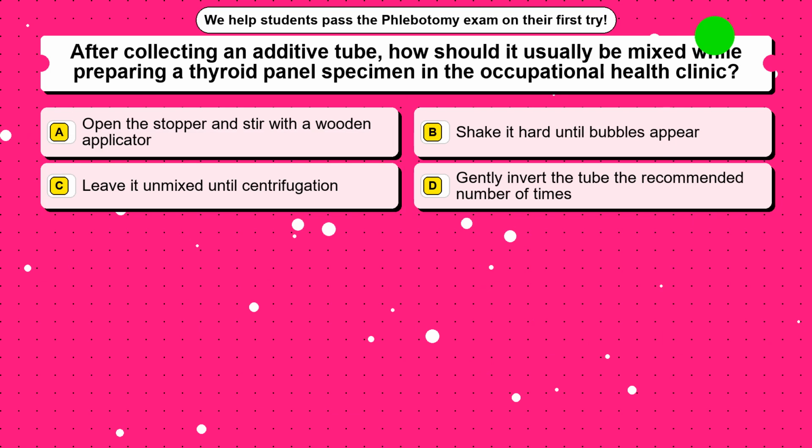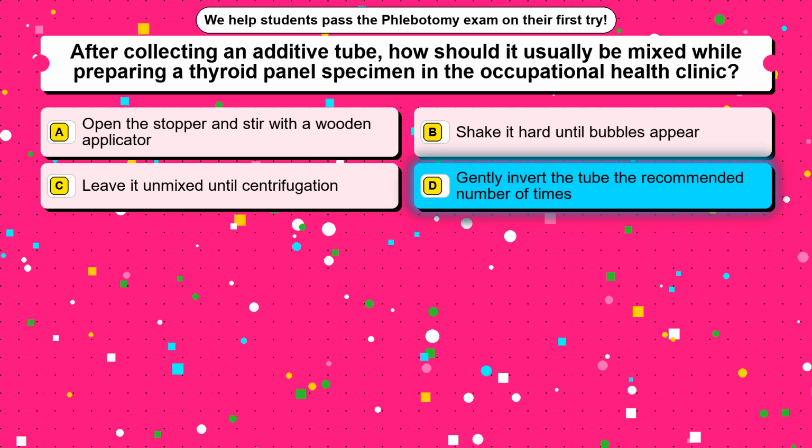Question 44. After collecting an additive tube, how should it usually be mixed while preparing a thyroid panel specimen in the occupational health clinic? Option A. Open the stopper and stir with a wooden applicator. Option B. Shake it hard until bubbles appear. Option C. Leave it unmixed until centrifugation. Option D. Gently invert the tube the recommended number of times.